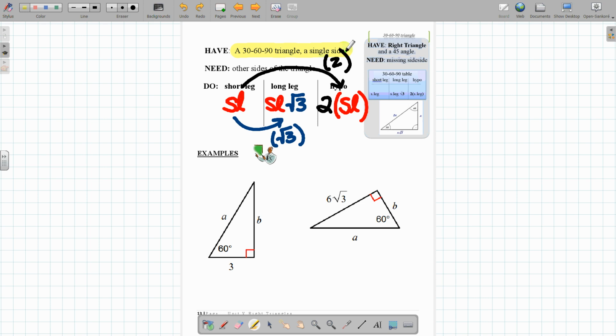Get ready to chant. Chant with me. We're doing this several times. Ready? 30, 60, 90. Short leg root 3, short leg times 2.